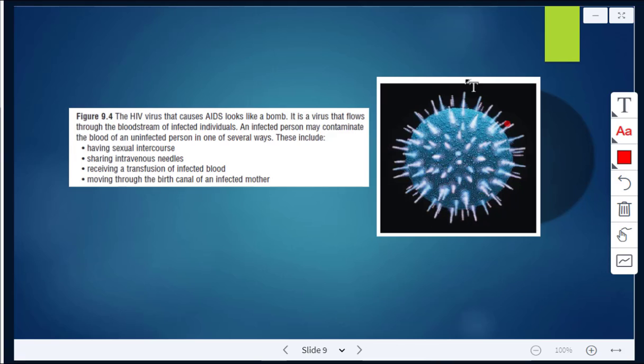Here is a diagram of a virus. This is the HIV virus that causes AIDS, and it kind of looks like a bomb. It's a virus that flows through the bloodstream of infected individuals. An infected person may contaminate the blood of an uninfected person by having sexual intercourse, sharing intravenous needles, receiving a transfusion of infected blood, or moving through the birth canal of an infected mother. So a baby can get it from the mother.